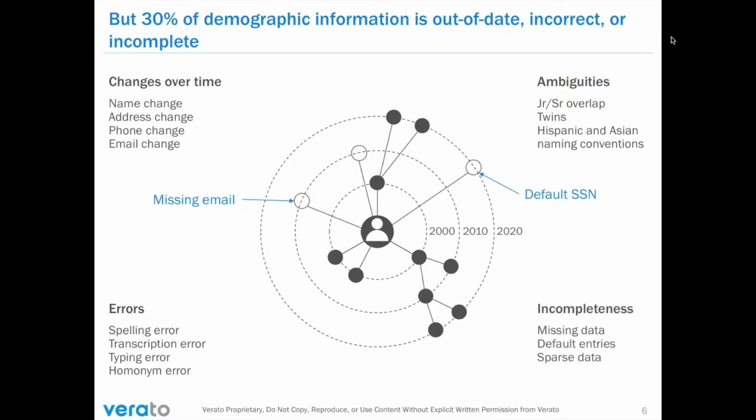And then incompleteness is a big problem. You may have a picture of what you're trying to model for a consumer, but you may have holes in it. It may be outright missing information, like you could be missing the email for a person. Or it could be that you just have default information, like a social security number of all nines or all ones. It's basically as bad as missing information. Sometimes it's worse if you don't treat it as missing information. For all of these reasons, you can end up with a lot of shortcomings in the correctness and completeness of the data that you're working with.